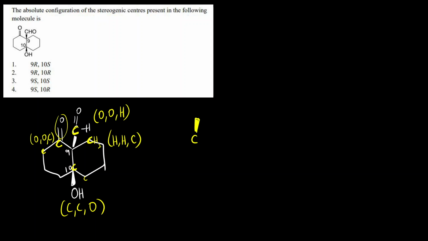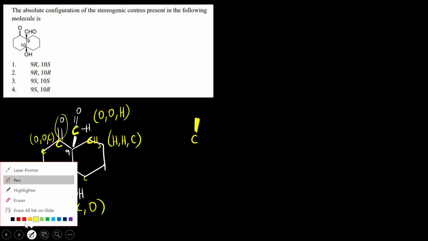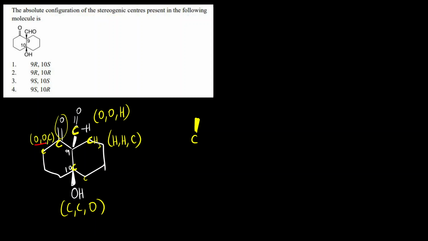Here above the plane there is, okay, now we have to assign the priority. Here you can see there are 2 oxygen, 1 carbon, 2 oxygen, 1 hydrogen. Carbon has higher atomic number, so this will get first priority. Okay, so if I draw here, there will be first priority. Then this will get second.